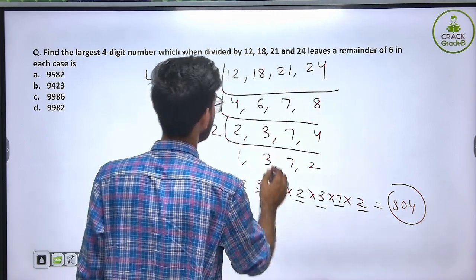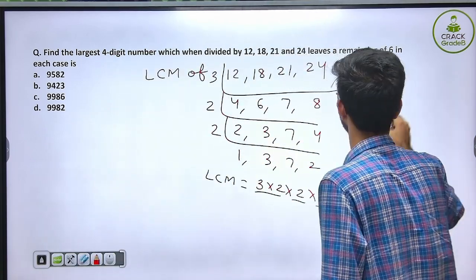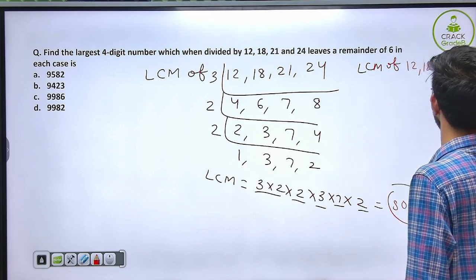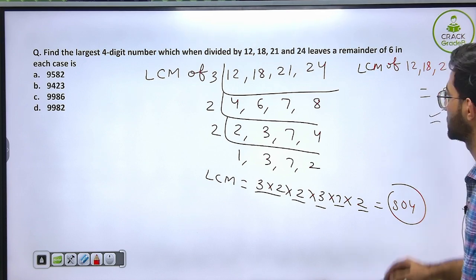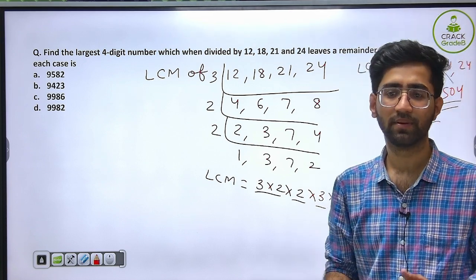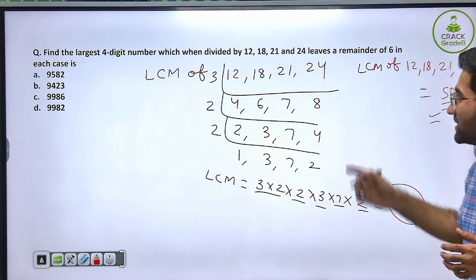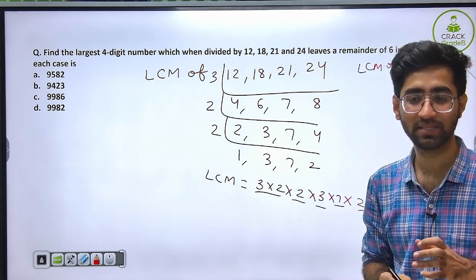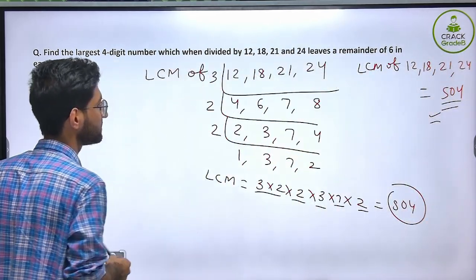So what is the LCM? LCM of 12, 18, 21 and 24 is equal to 504. See, you can find the LCM in any way, whichever way you are comfortable, but the LCM of these numbers is not going to change. You will always get the LCM of these numbers as equal to 504, right?